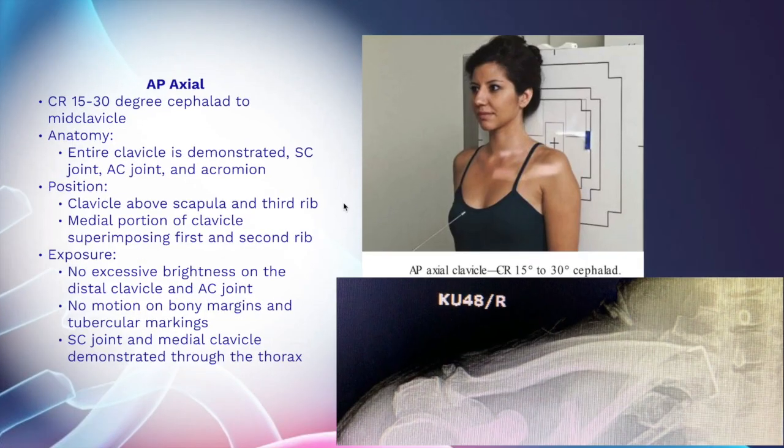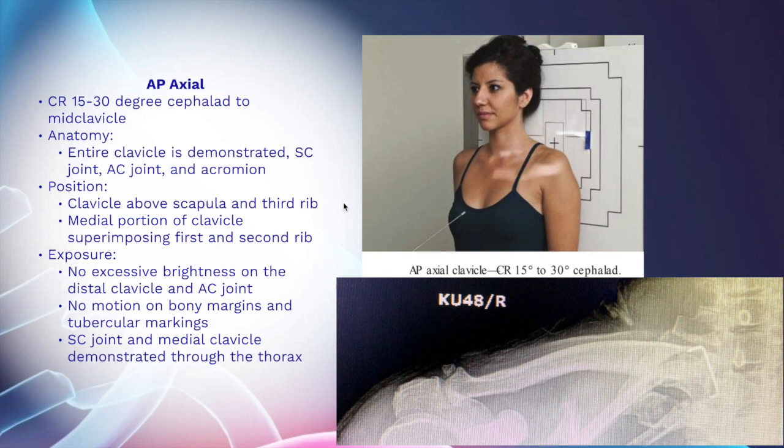For the AP axial, the CR will be 15 to 30 degrees cephalad to mid-clavicle. Since my patient was hypersthenic, I angled my tube 15 degrees cephalad. The entire clavicle is demonstrated, showing the SC joint, AC joint, and acromion. The clavicle will be above the scapula and third rib. The medial portion of the clavicle will be superimposing the first and second rib.